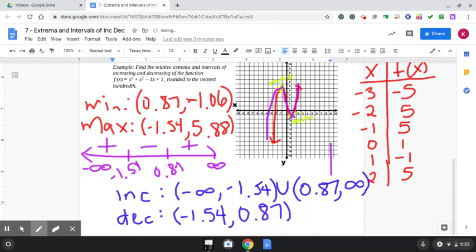Notice it's going from negative infinity. The smallest number that you have is negative infinity, and the largest is positive infinity. Again, because the domain of these functions is going to be all real numbers.